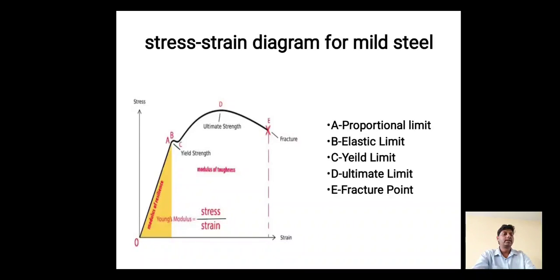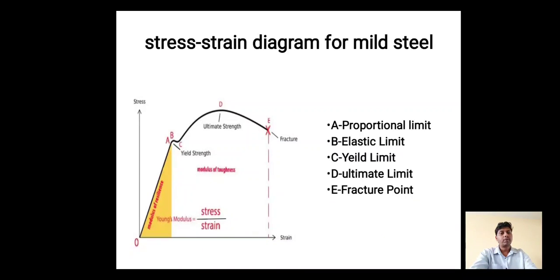That study is very important, and this question is very important from an exam point of view also. So it has different points. The first point, A, is nothing but the proportional limit. So what do you mean by proportional limit? This point A, which is colored yellow, is called the proportional limit.